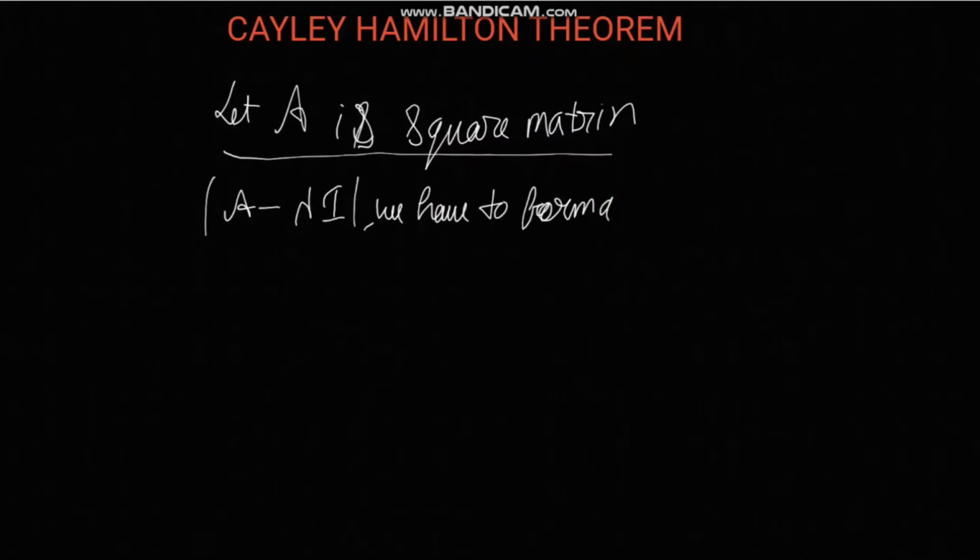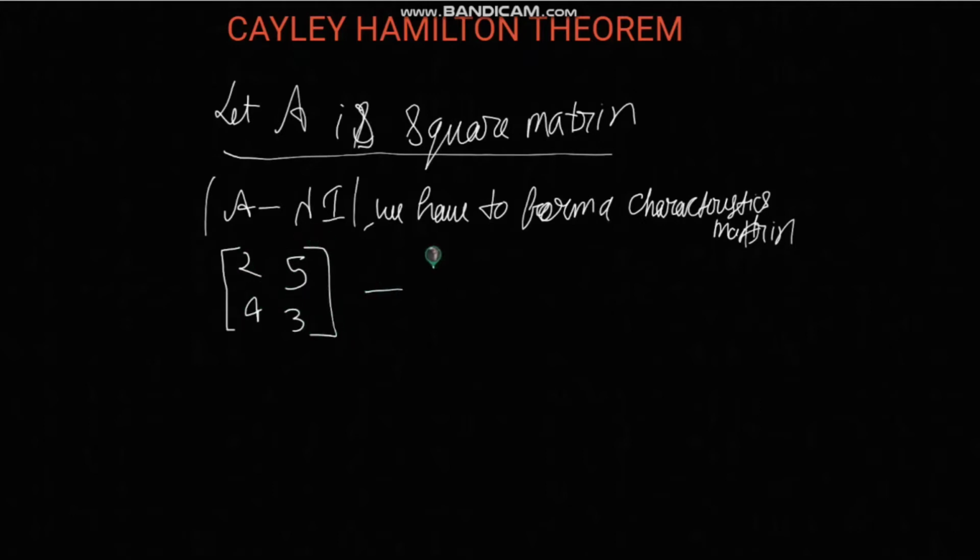So using A minus lambda I, we will form the characteristic equation. The degree of the characteristic equation depends on the order of A. If A is 2 cross 2, then the characteristic equation is of degree 2. If A is 3 cross 3, then the characteristic equation is of degree 3. You have understood by looking at it. A minus lambda I is equal to 0, and according to our situation, if A is 3 cross 3, then I is 3 cross 3, and if A is 2 cross 2, then I is 2 cross 2. Let's understand through a question.